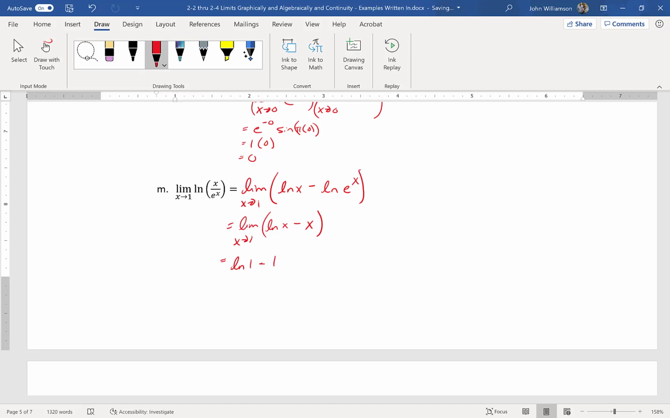Now be careful. It's easy to sit here and say, okay, I'm done, I found the limit. But don't forget, you still have to simplify. You should always simplify as much as possible. And if you don't simplify, you're going to lose points. So in this case, what can we simplify? We know natural log of 1 is 0. So this just becomes 0 minus 1, or negative 1.